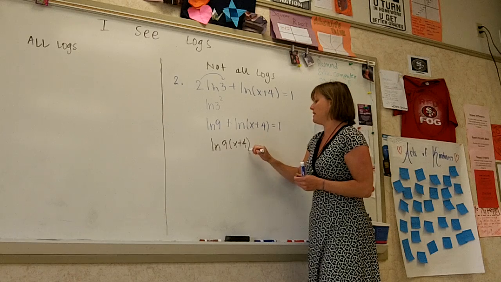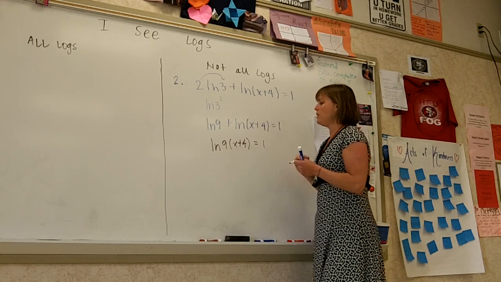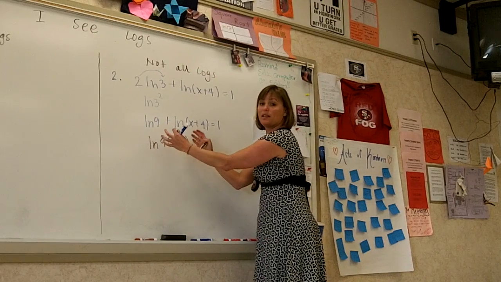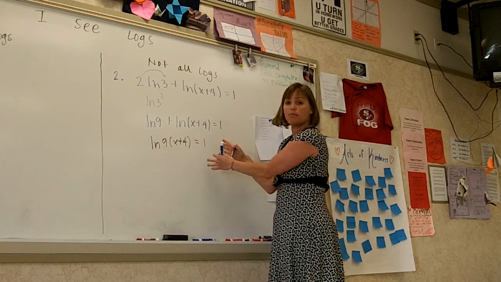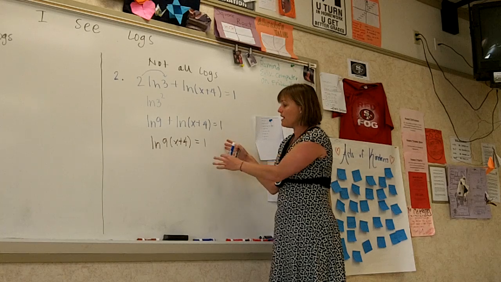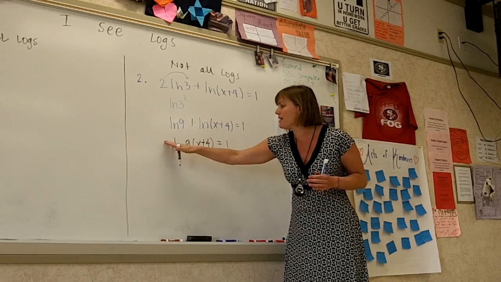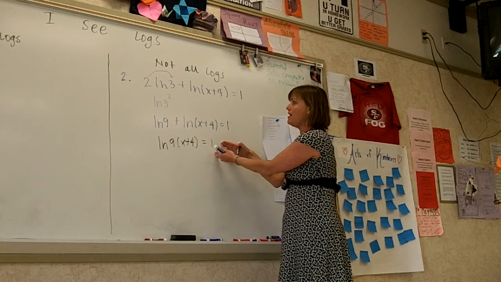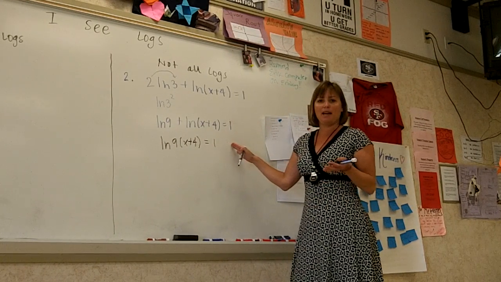Oh good, I get to distribute there. That's going to be fun. Equals 1. Now I have everything all nicely compacted into one log over here and some number over here. That's exactly what I want. So when I have nothing in front of the log, and I have the number over here all isolated by itself, now all I have to do is change the base.